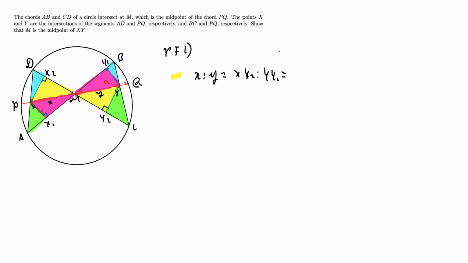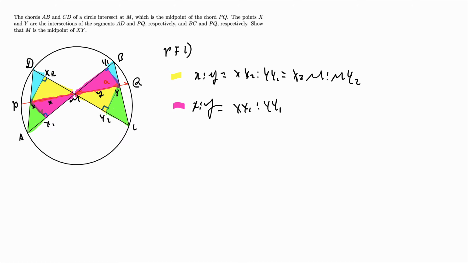Yeah, we know that x to y equals x sub 2 to y sub 1. It's also equal to x sub 2 M to M y sub 2. Okay, now next one. Let's look at the pink one. The pink one tells us that x to y equals x sub 1 to y sub 2. No, y sub 1.